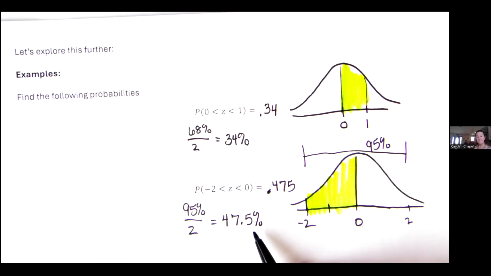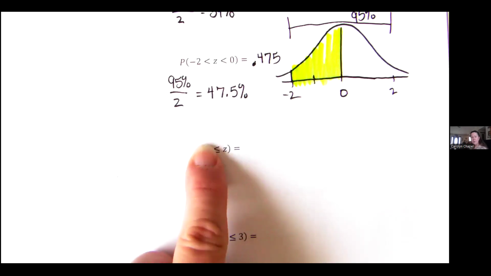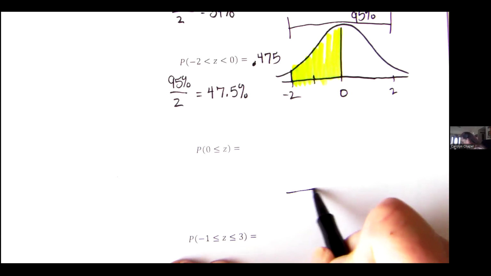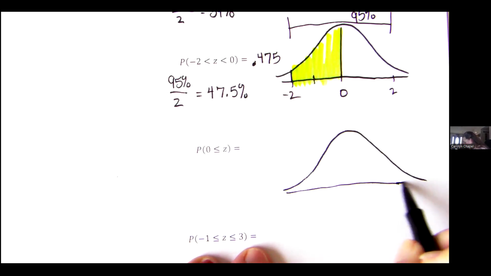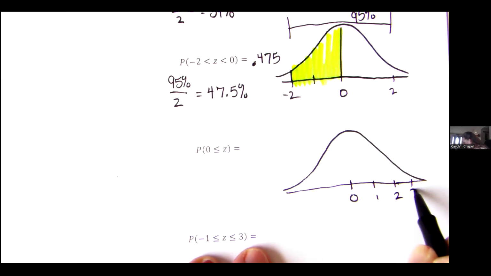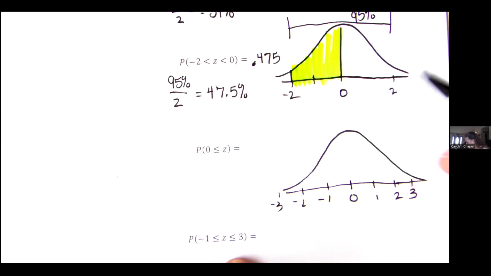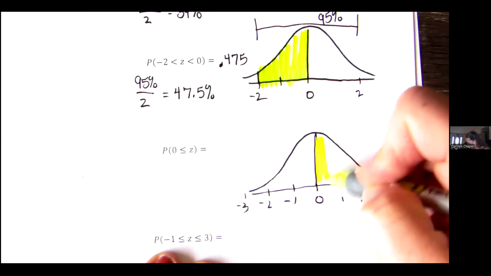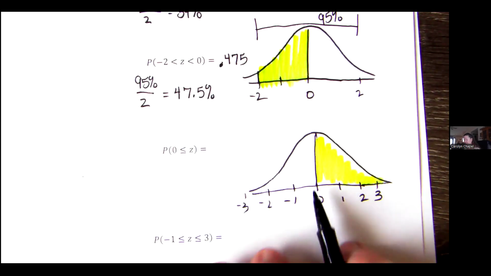Okay. All right. What if I wanted to go from 0 on up? So here's my curve. Standard normal. 0. Let's put in my 1, my 2, and my 3. My -1, my -2, my -3. And we want to go from 0 up. So this. Okay. That is half of my graph.